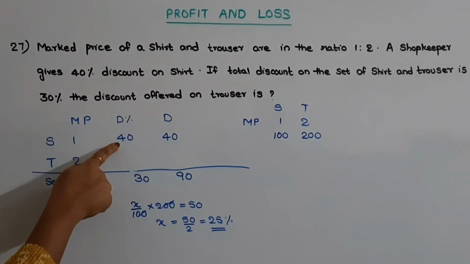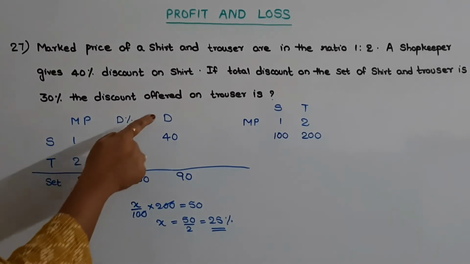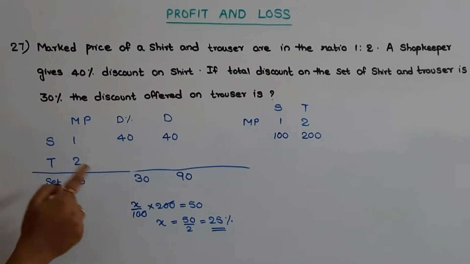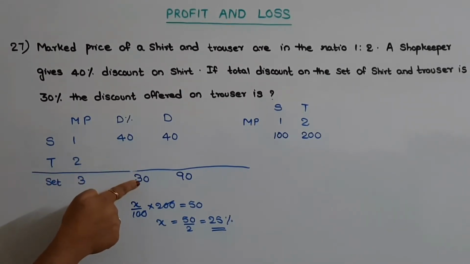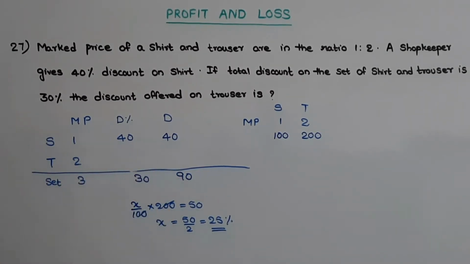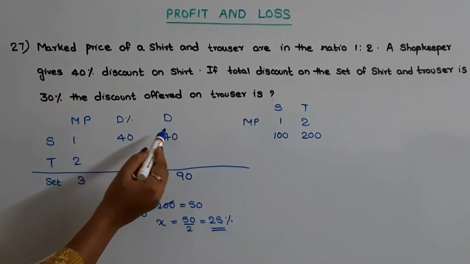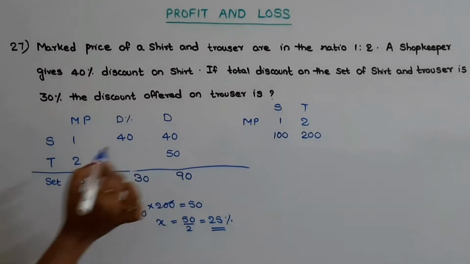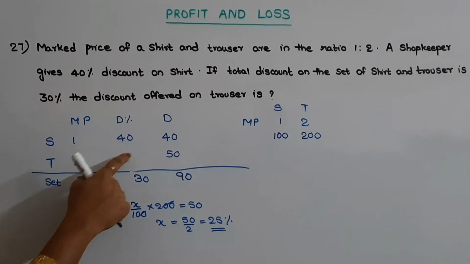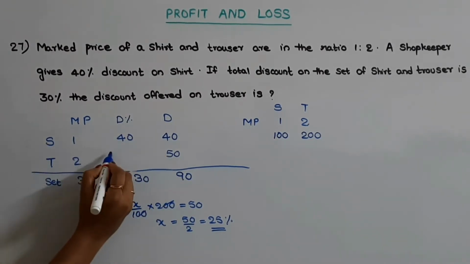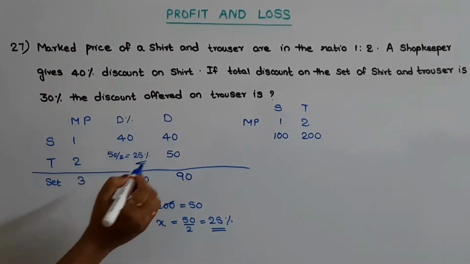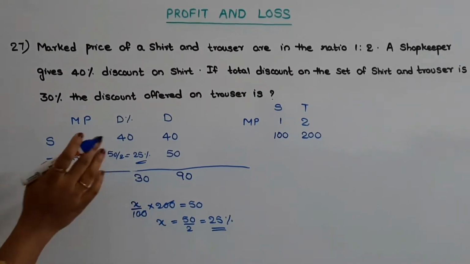Here the discount percentage is given as 40 for the shirt. Then the discount will be equal to 40 into 1, that is 40. The discount percentage of the set is given as 30. Then the discount will be equal to 30 into 3, that is 90. Now this 90 minus 40 will give you the discount of the trouser. So the discount of the trouser is now 50. Then this value will be equal to 50 divided by 2. So 50 by 2 will be equal to 25%. So in this way we can find out the answer with the help of the ratio itself.